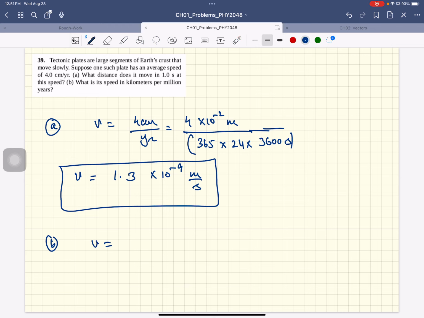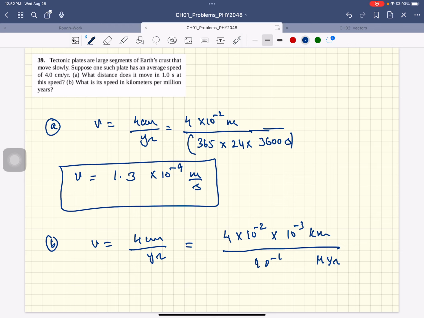So V is, okay. A centimeter is 10 to the minus 2 meters, and a meter is 10 to the minus 3 kilometers. So I'm doing two conversions at the same time. Let me know if you do not understand. This is a million years. A million years is 10 to the 6 years, and so I had to multiply by 10 to the minus 6. 10 to the minus 6 times 10 to the 6, that's 1. Okay? All right.